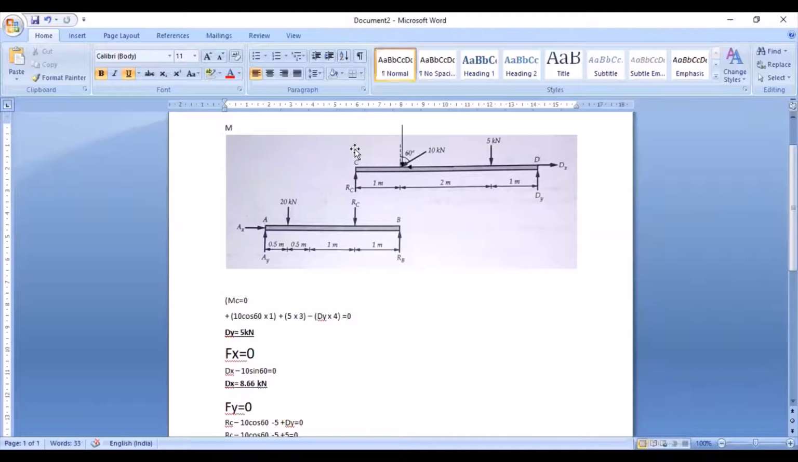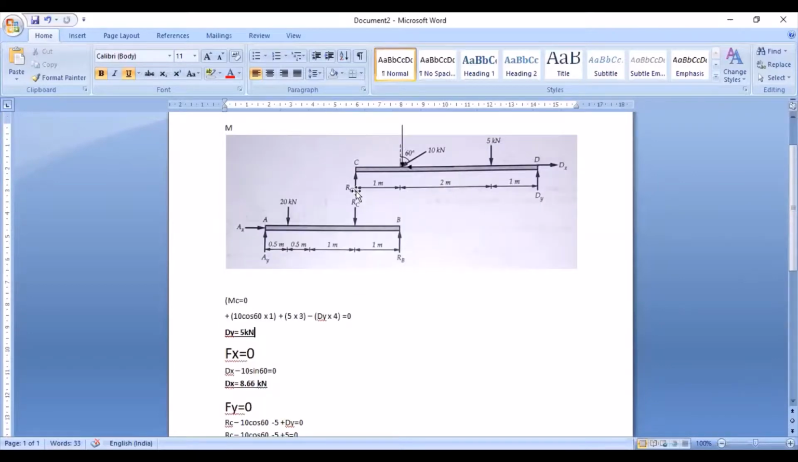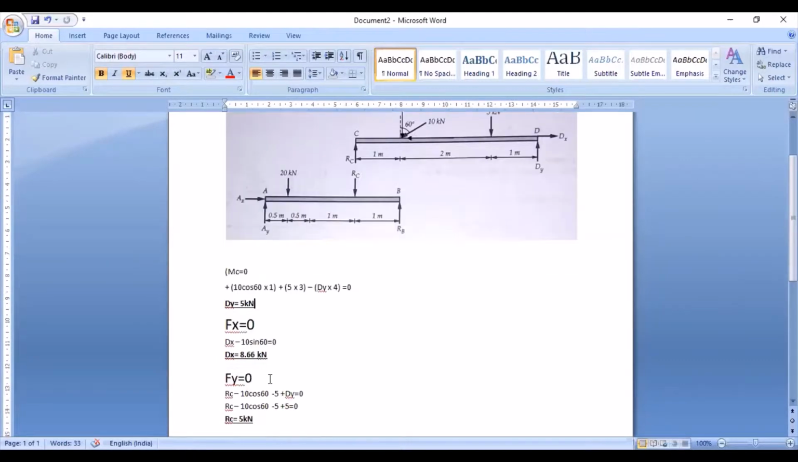Sigma Fy is equal to 0, because we still have one more unknown to be calculated, that is Rc. When you apply sigma Fy, we are going to consider only the vertical forces. The total number of vertical forces is 1, 2, 3 and 4. All the forces acting upwards are positive, downwards are negative. So the first one would be Rc, which is acting upwards, hence it is taken with the positive sign.